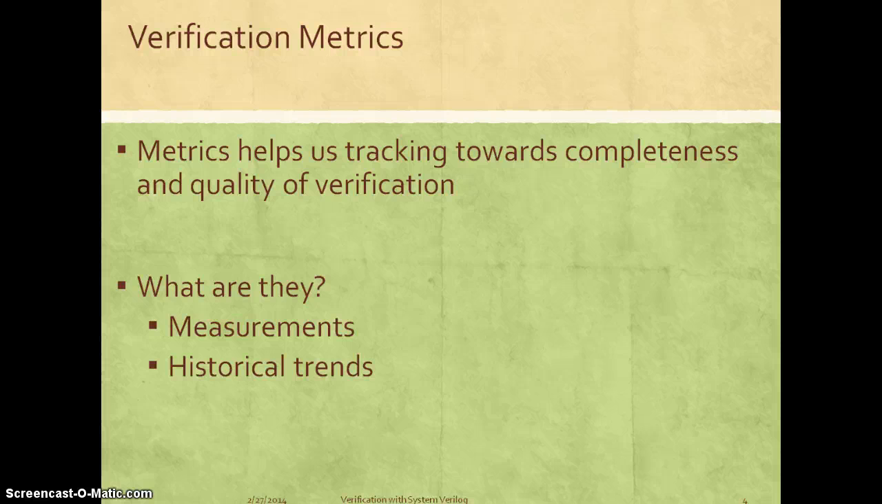So that's one set of metrics, and the other set of metrics are historical trends, especially if you are doing project after project. The metrics or trends from your past projects will help you determine how you are trending in the current project, and that can be useful to compare the quality of verification for your current project versus how it was in a previous project. It can give you a comparison across projects on how you do. Are we doing better or are we doing worse than the previous projects? So that's the other set of metrics that we use.